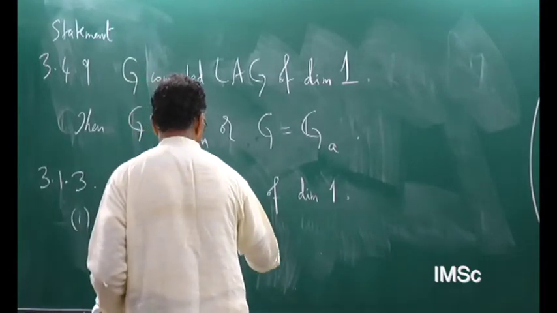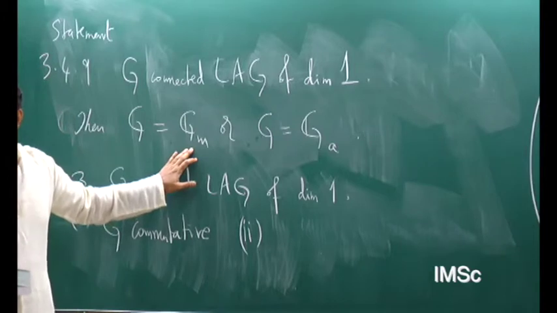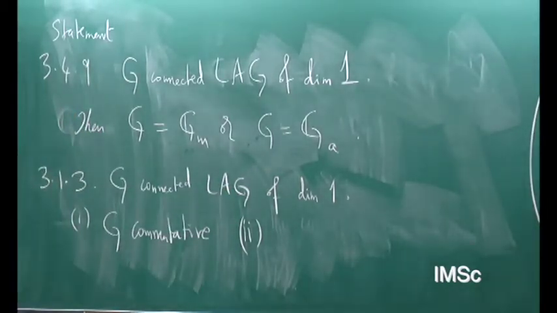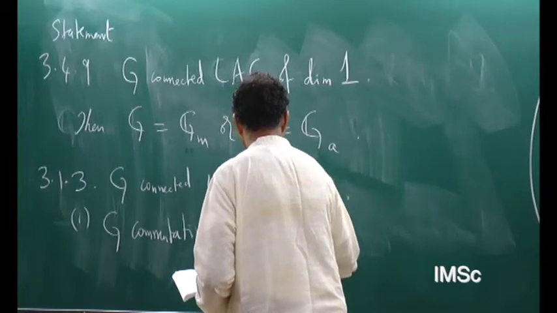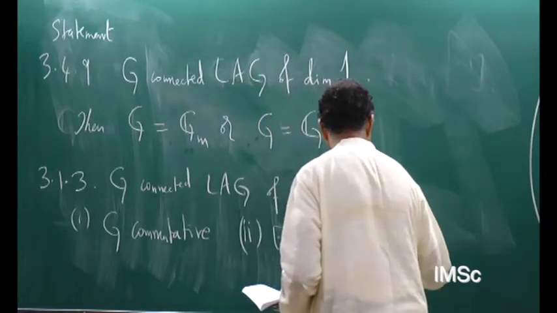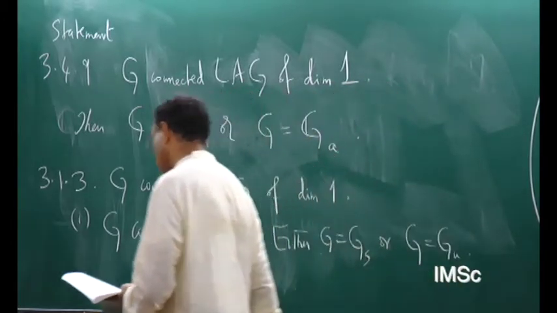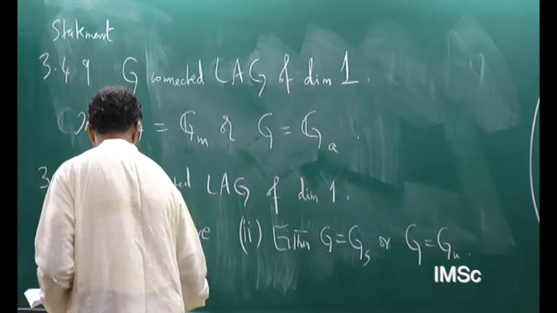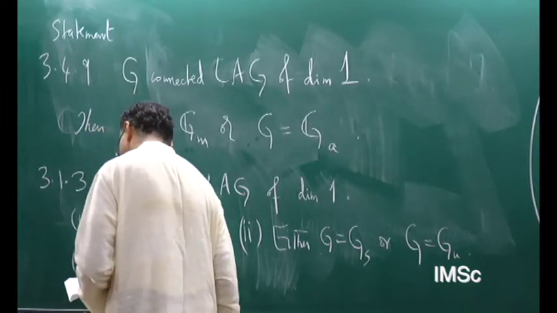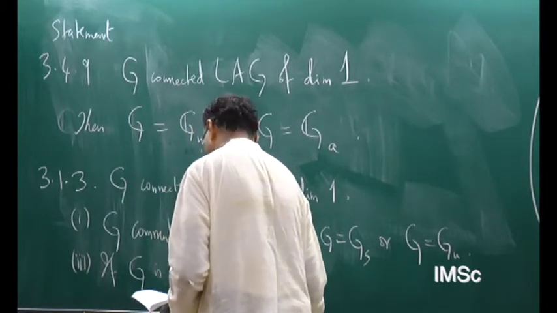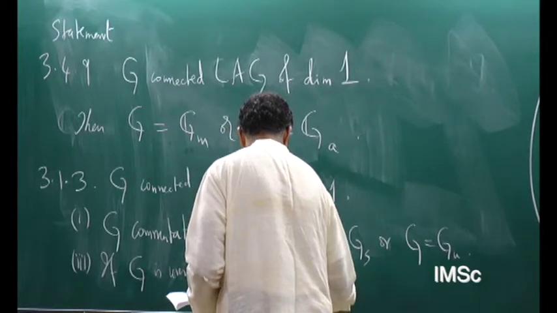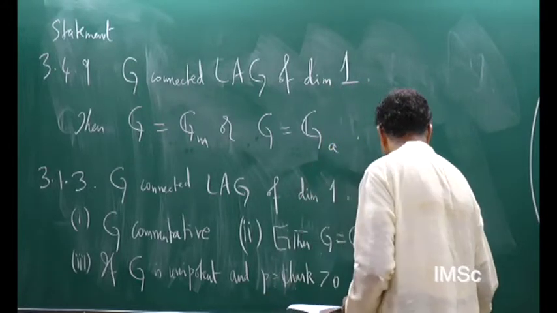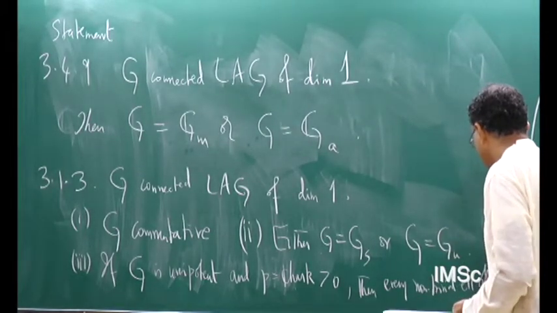Two, of course, in this case all elements are semisimple, and in that case all elements are unipotent. So either G equals Gs or G equals Gu. Three, if G is unipotent and the characteristic is positive, then every non-trivial element of G has order p.